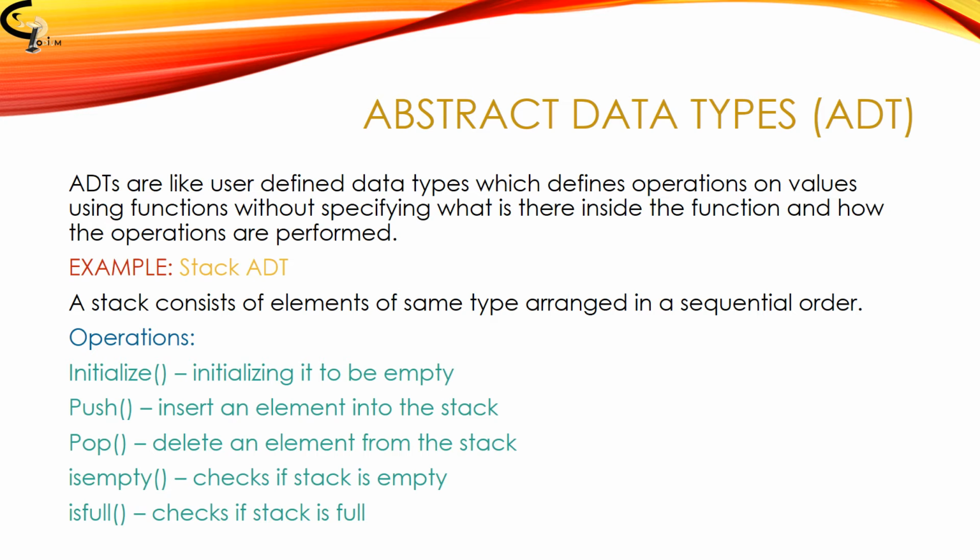For example, we take an example of stack ADT. We know that in a stack, the elements are arranged in a sequential order and the elements are of the same type. So the operations that can be performed on stack ADT could be the initialize operation, or we can say initialize function. We have a bracket that defines it as a function, but this bracket is empty. We are not defining what is inside the function. This function just tells us that it initializes the stack to be empty.